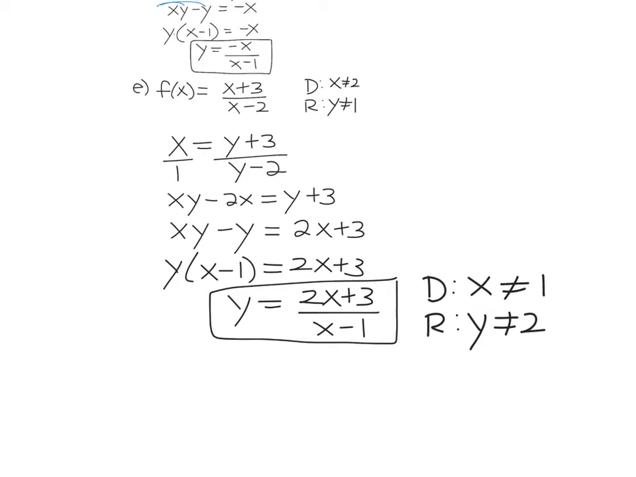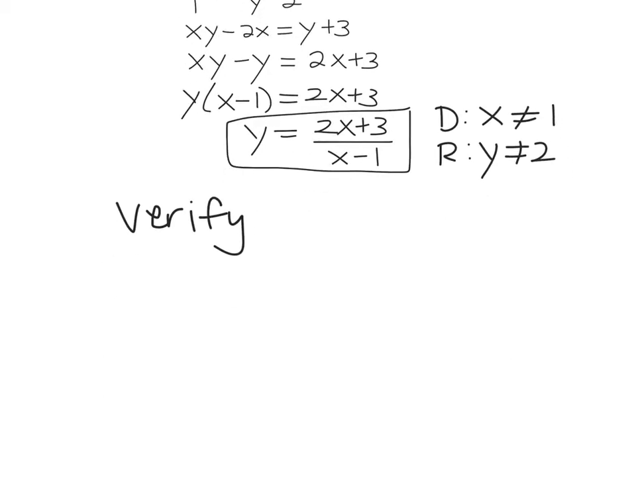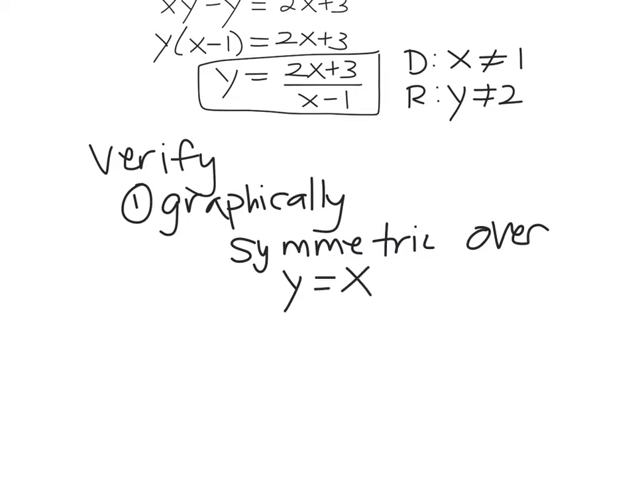Okay, I got one more part of inverses, and that is to verify. All right, we're going to verify 2 ways. One way we're going to verify is graphically. If you're going to graphically verify that a function and something else are inverses, then they are going to be symmetric over the diagonal. Symmetric over y equals x.